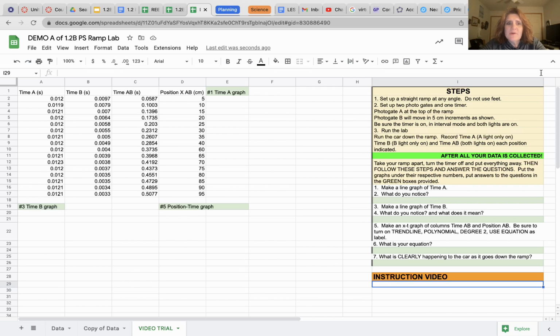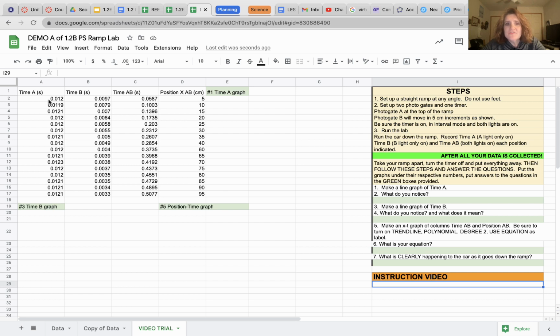Hi, this is a demo of the Ramp Lab. So my group gathered the following data, and I've already keyed it in, and we ran the car 16 times down the ramp and gathered time A of 0.012, time B of 0.0097, and a time AB of 0.0587.